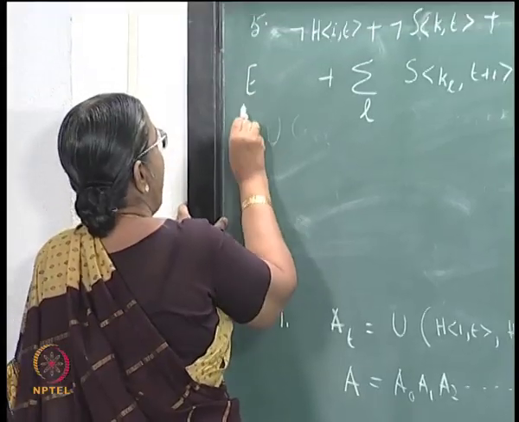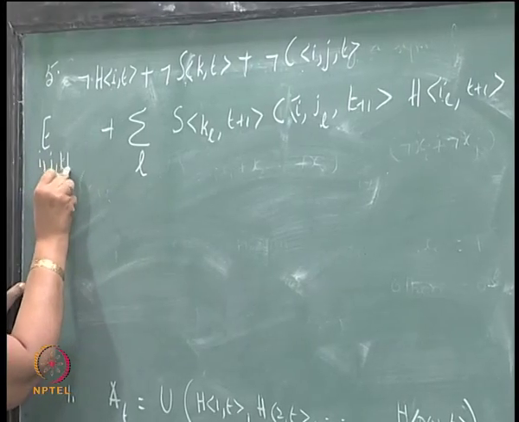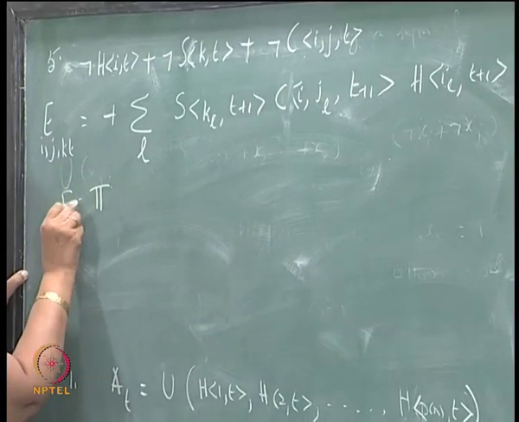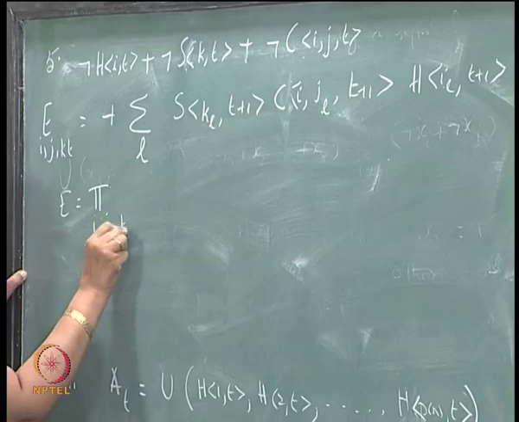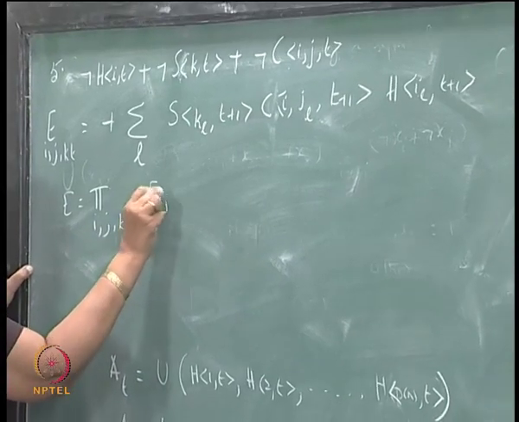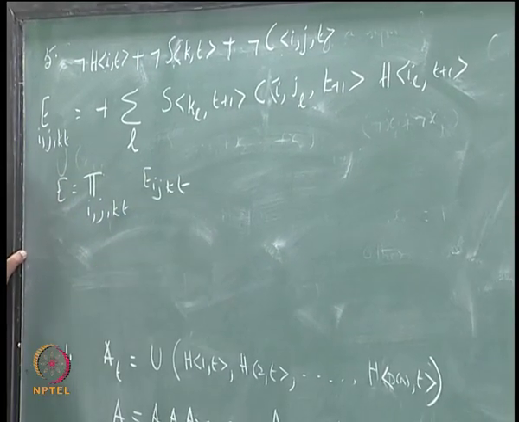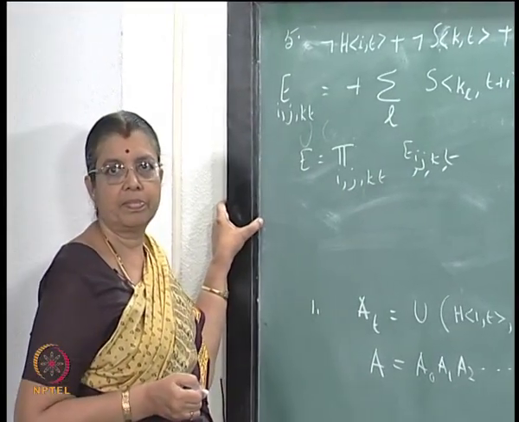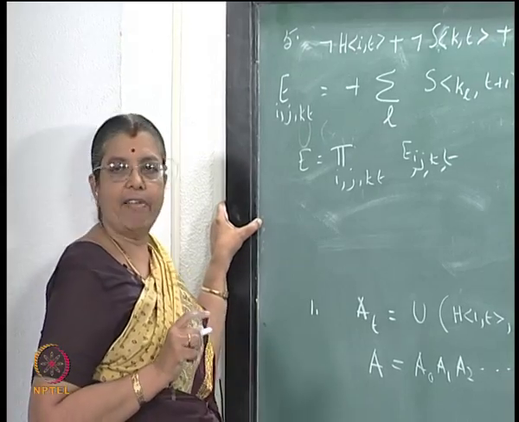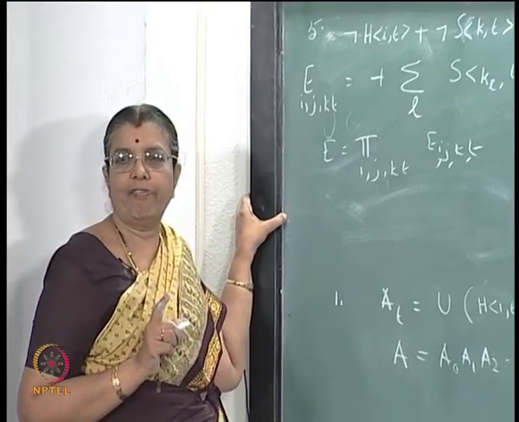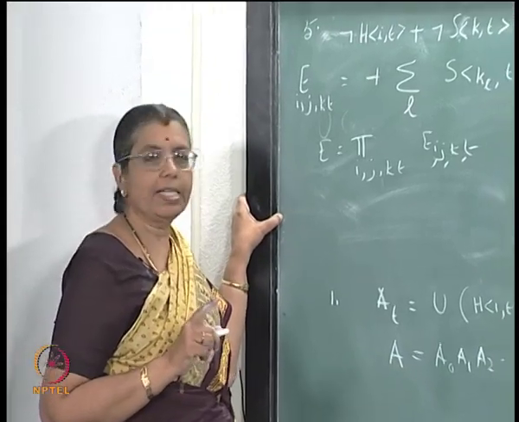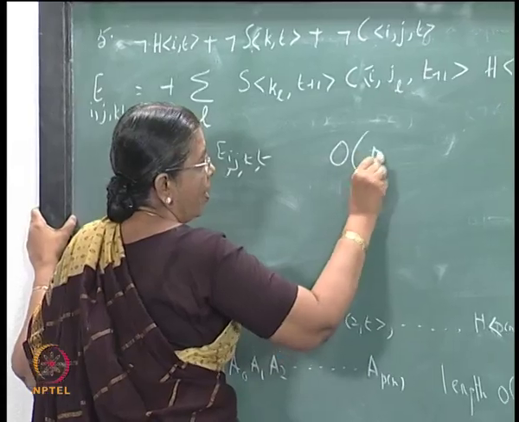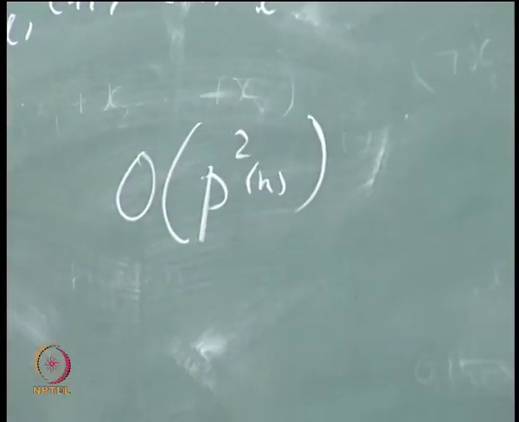Actually this is E_ijkt equal to this, and you take the product of E over i, j, k, t. Again j will vary from 1 to m, k will vary from 1 to s, i ranges from 1 to p(n), t from 0 to p(n). So, the length of the expression will be order p squared m.